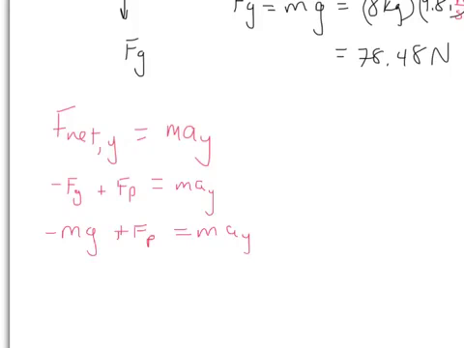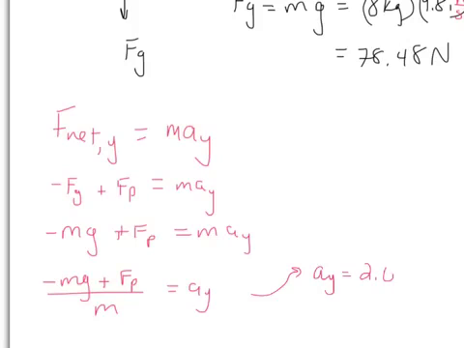So if we solve for the acceleration, let's divide through by mass. And we'll see that our acceleration is a function of the mass of the object, the gravitational constant on Earth, and the force of pull acting upward. Plugging in those three numbers that are given, we'll end up getting an answer for acceleration of around 2.69 to be exact. So the vertical acceleration is 2.69 meters per second squared.